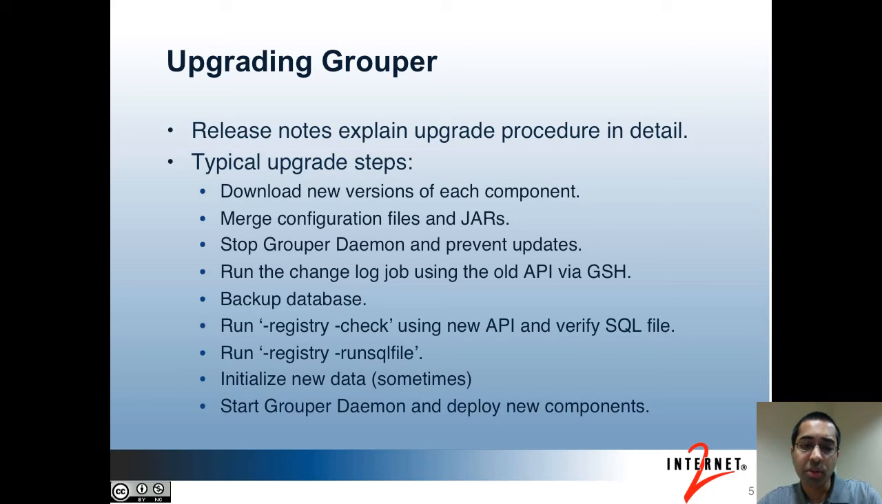Once you're done merging, you would want to stop the Grouper daemon and prevent updates from happening to your Grouper registry. The Grouper API has an option to switch to read-only mode that would make writes fail. This option may be of interest to you if you would like to avoid an outage on read operations during the upgrade. The next step is to start up GSH using the old API version and run the changelog job. This would basically clear the pending changelog entries in your registry in the temp changelog table so that you wouldn't have issues after the upgrade if there were changes to the temp changelog processing code.